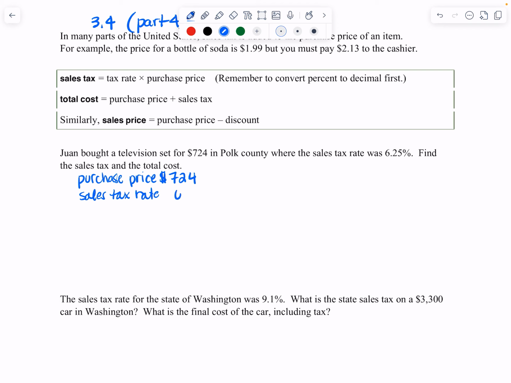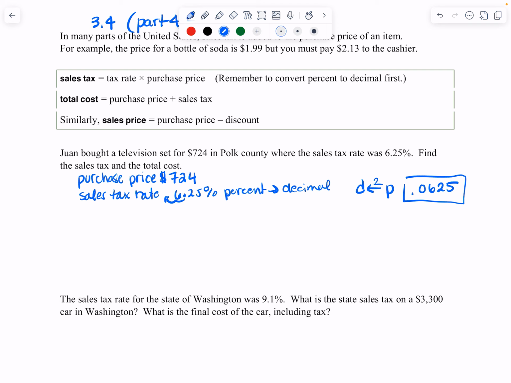The sales tax rate was given as 6.25%. Again, we can't leave it as a percentage, so we have to change the percent and take it to a decimal. Remember that D comes before P in the alphabet, so we move that decimal 2 places to the left. If you don't know how to do this or didn't watch the first video of this series, please go back and do so because I teach you how to do that. Okay, so I'm going to use the value of 0.0625 when I figure this out.